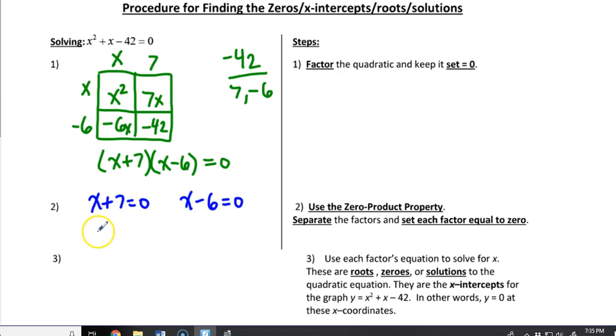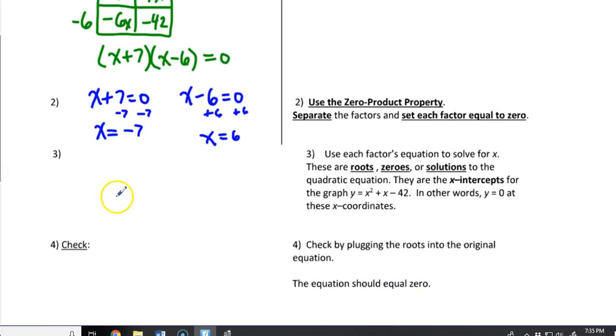You can already see what the answers are. This one, if we subtract 7 from both sides, is equal to negative 7. And this one, when we add 6, is equal to 6. So we've got our two roots, or our zeros, or our solutions, or our x-intercepts, right? So now we write our solution set.